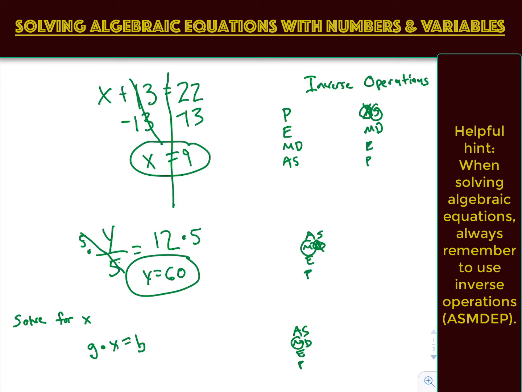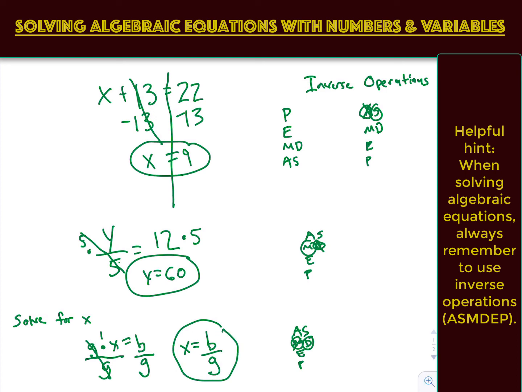Okay, in this case, the inverse of multiplying is to divide. So right here, I'm multiplying by g. In order to cancel g, I need to divide by g. g divided by g is just 1, so I'm left with 1x. Whatever I do to one side, I now need to balance by doing to the other. So I need to divide this side by g also. So x equals b divided by g. x is now by itself. This is now my answer.